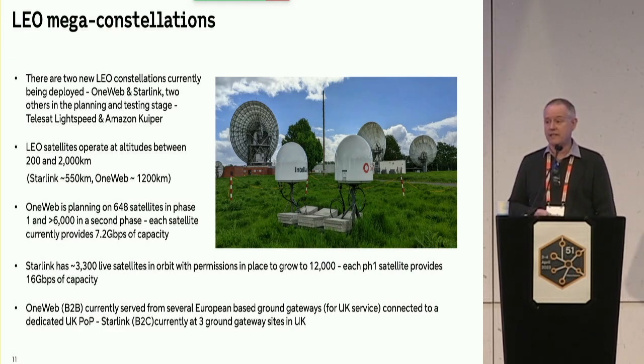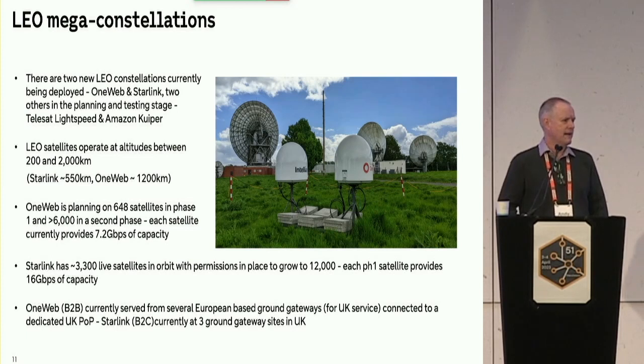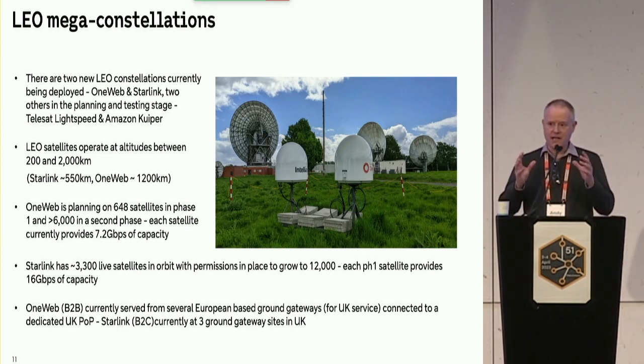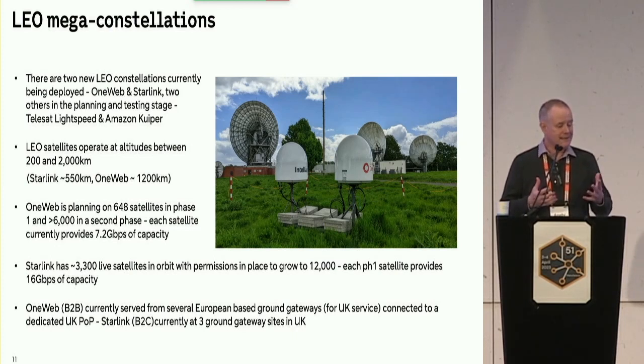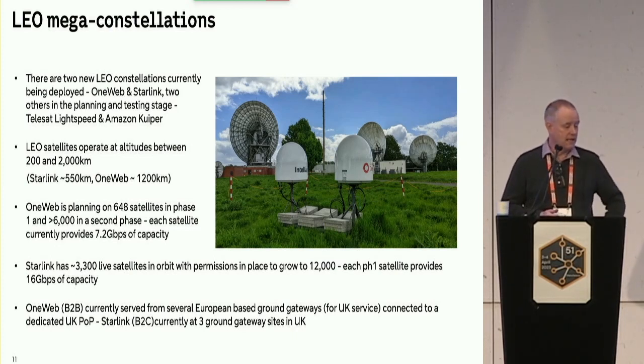Each satellite provides about 7.2 gig of downlink capacity. Starlink have got thousands of satellites live now. And again, potentially scaling to 12,000 satellites in the fullness of time. So huge number of satellites in that low Earth orbit. So again, that densification gives us more and more capacity. And currently they're providing about 16 gig of capacity per satellite.